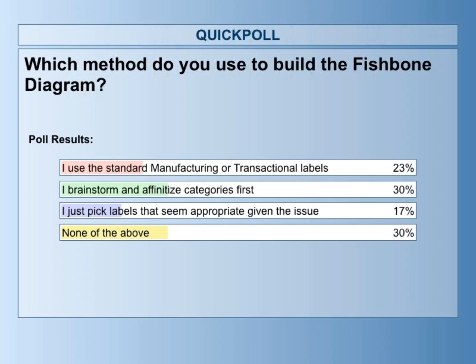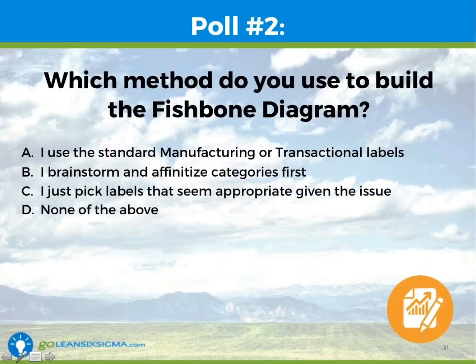Yeah, I think the people that aren't using any of it, I was giving that as an out in case there's people that join that have never used a Fishbone, right? So it wouldn't make sense for them to choose a method. But it's interesting. There's a big group of people doing the affinitized method, which is good. I think that one is pretty effective. Okay. Thank you for that, everybody.